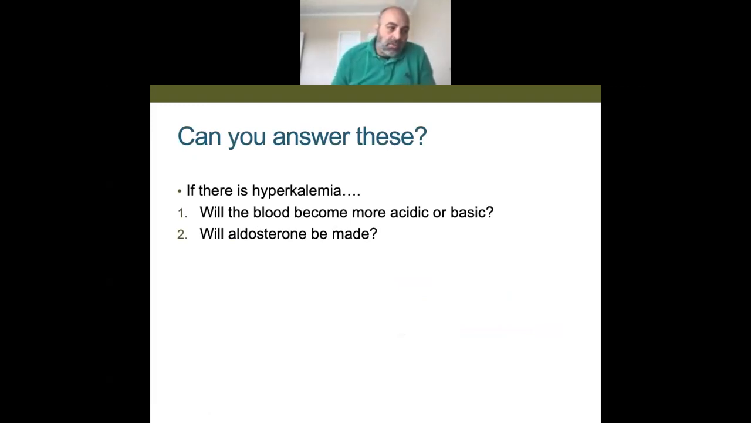All right. If there is hyperkalemia, will the blood become more acidic or basic? Okay, is it acidic? Acidic. Because you're going to pee out the potassium and pull in the hydrogen because of that co-transport or antiporter system. So you're going to pull back into your bloodstream the hydrogen ion as you lose that potassium.